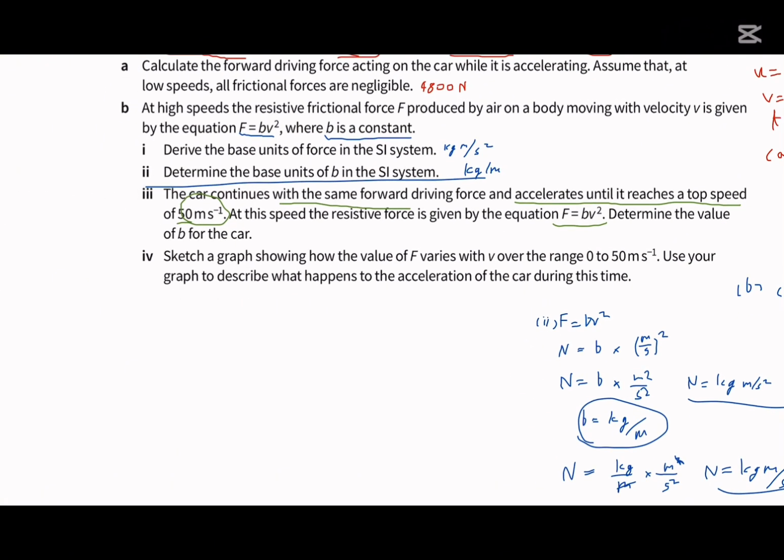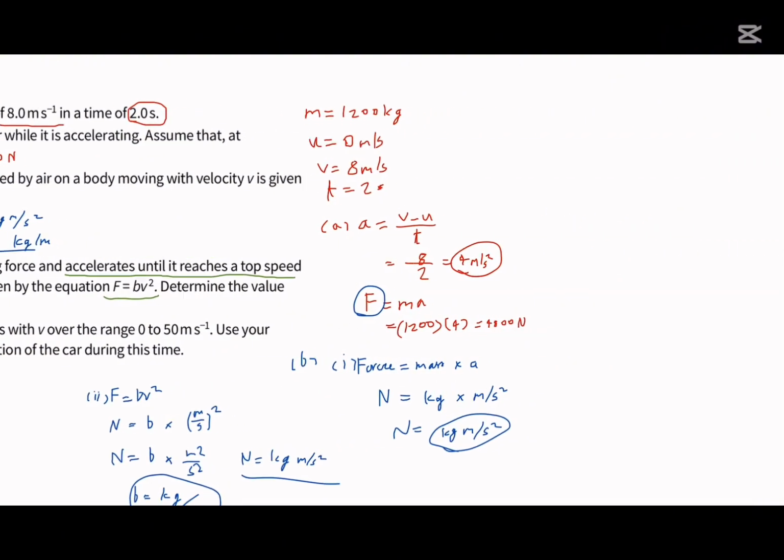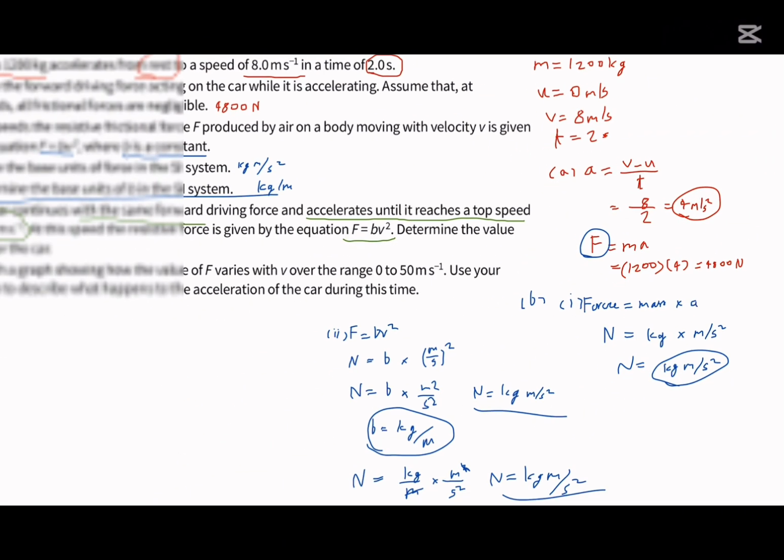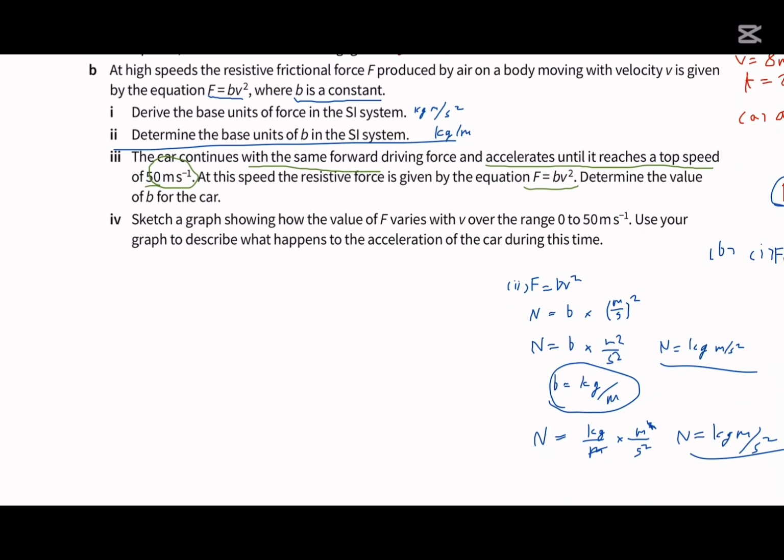Okay. So the car keeps accelerating until it reaches top speed. We already found the acceleration right here, 1 meter per second squared. So what we're doing is determining the value of P for the car.